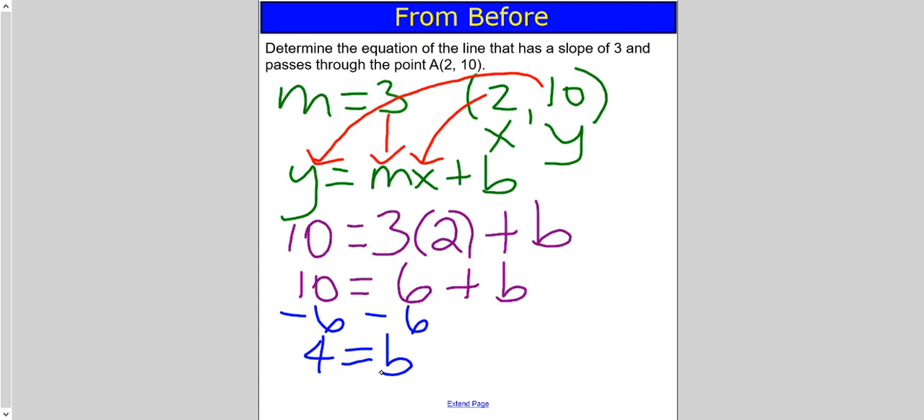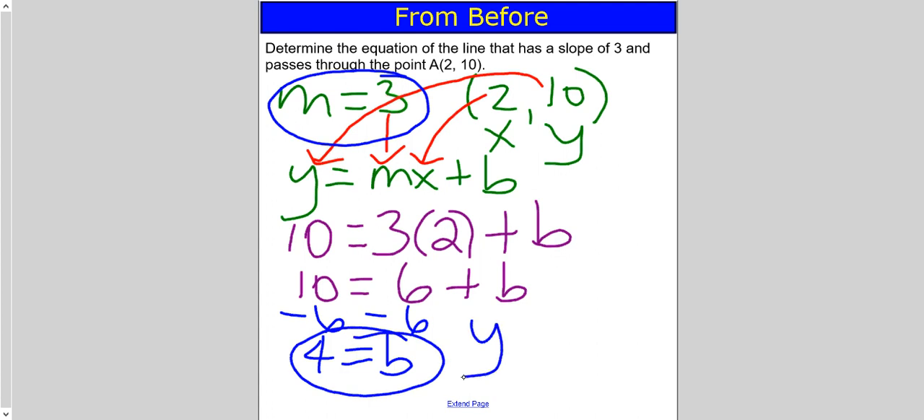Okay, let's go ahead then. I have now my slope right here, and I have my y-intercept right here. Let's go ahead and write that equation. y = 3x + 4. There we go. So when we're given a slope and a point, it's simply just a matter of plugging in the information in the appropriate spots and then going ahead, solving for b, and then writing our equation.